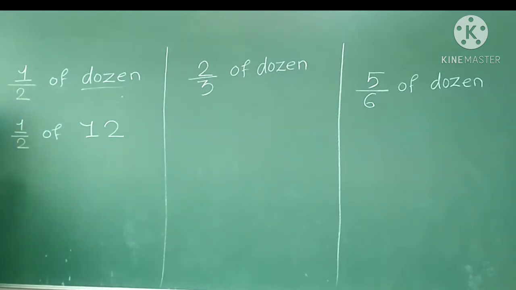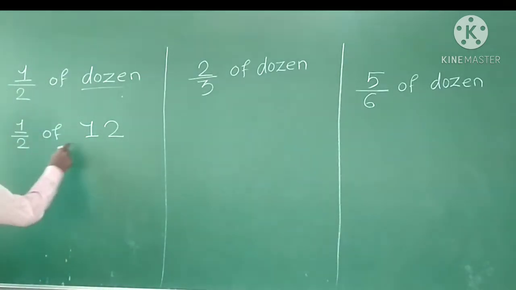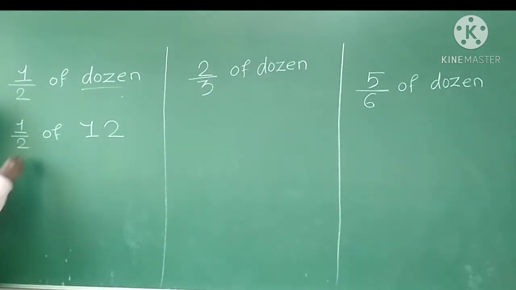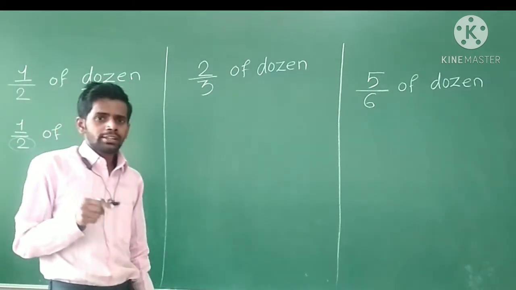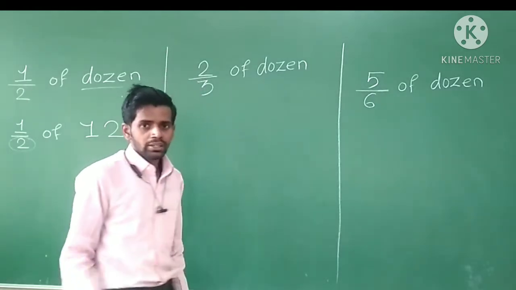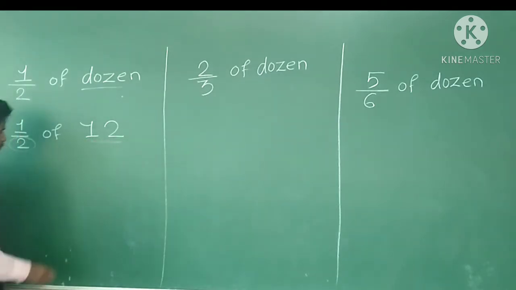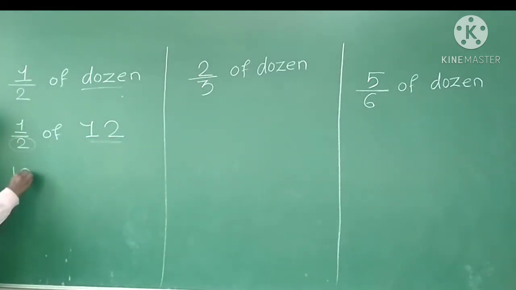So this 1 by 2 means what? It is half of 12. Okay, that is half of 12. So here this 2 is in the denominator and this denominator is telling about the total number of parts in one whole. So first of all, we will divide this 12 into two parts.